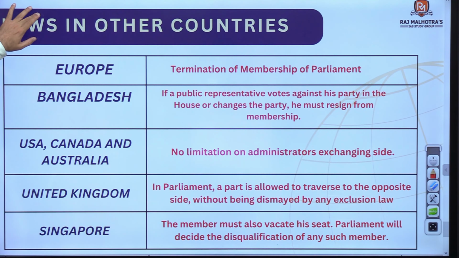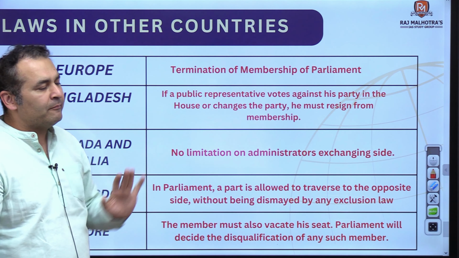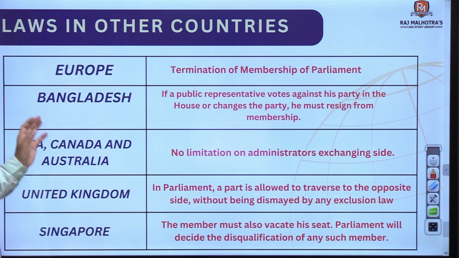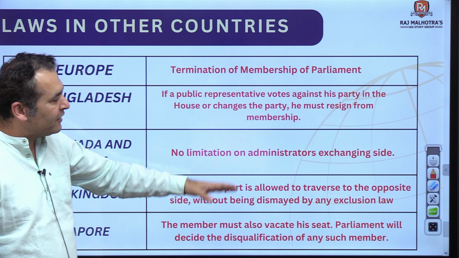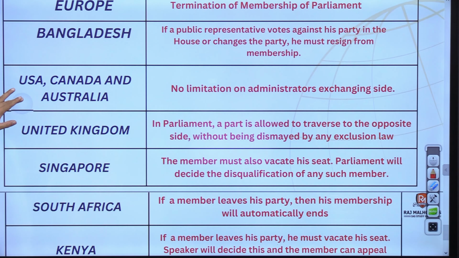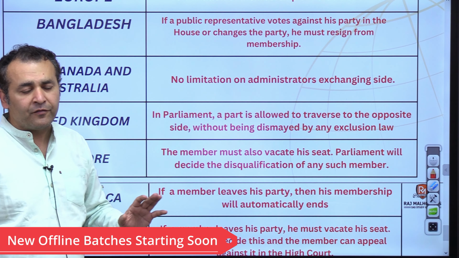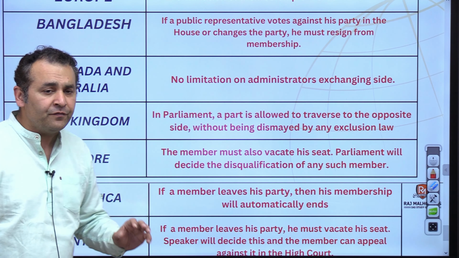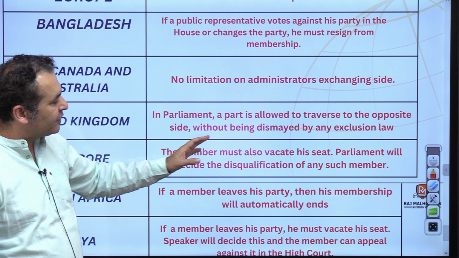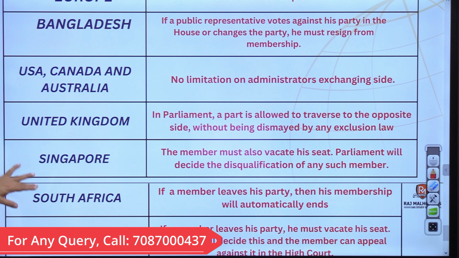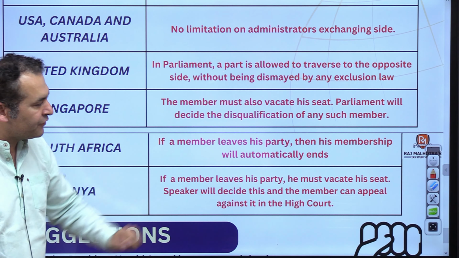Now if I look at various countries, what are the conditions, what are the provisions there? If I talk about Europe, membership of parliament is terminated in case of defection. Bangladesh, if a public representative votes against his party in the house or changes the party, he must resign from membership. If I talk about the US, Canada and Australia, there is no limitation on legislators switching sides. So that's giving them a lot of options, a lot of choice, a lot of freedom. If I talk about the UK, in parliament a member is allowed to cross to the opposite side without any exclusive law. Singapore, the members must also vacate the seat. Parliament will decide the disqualification of such a member.